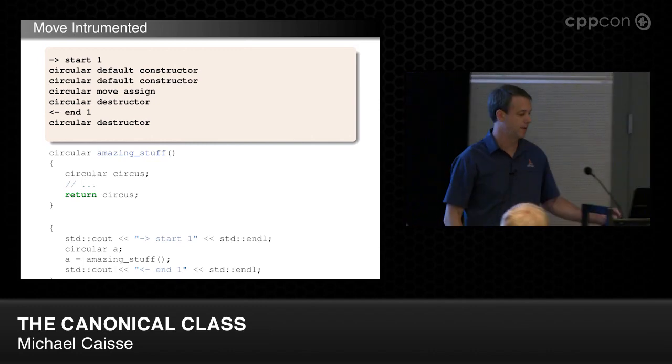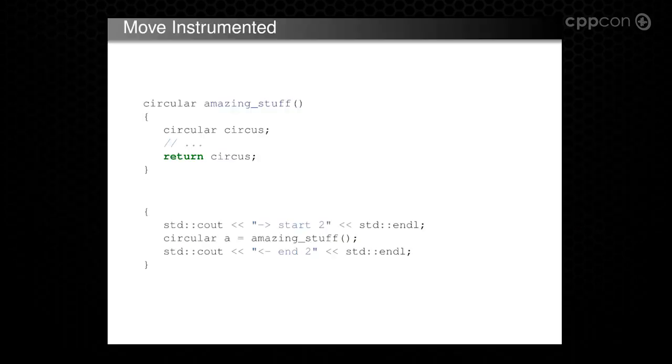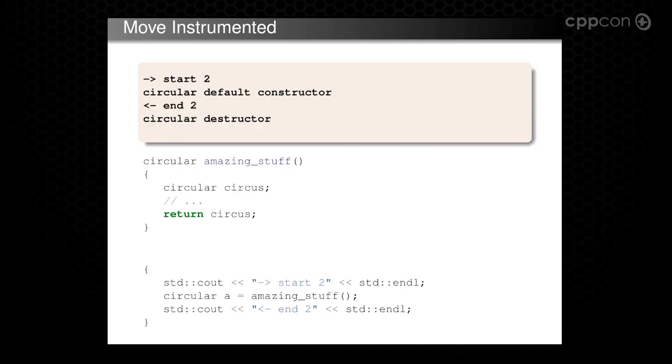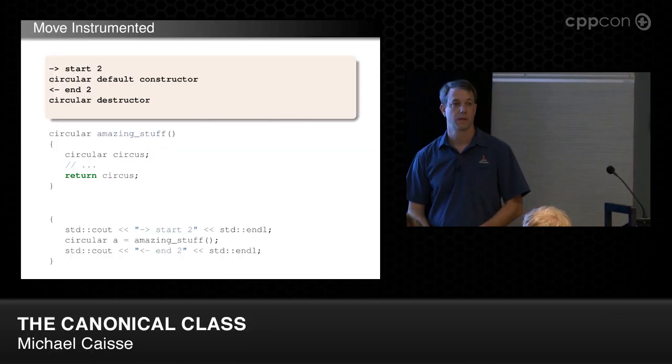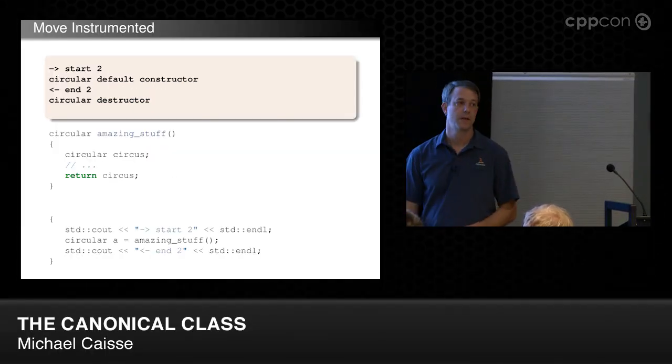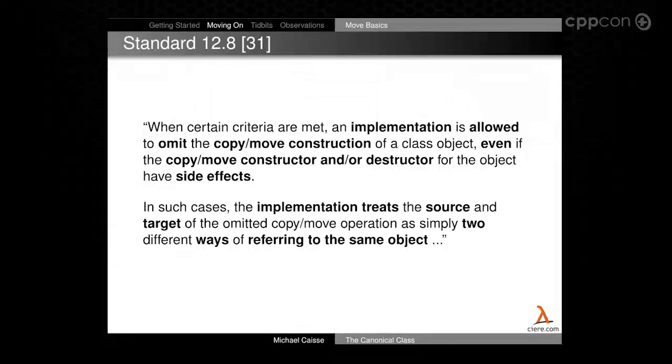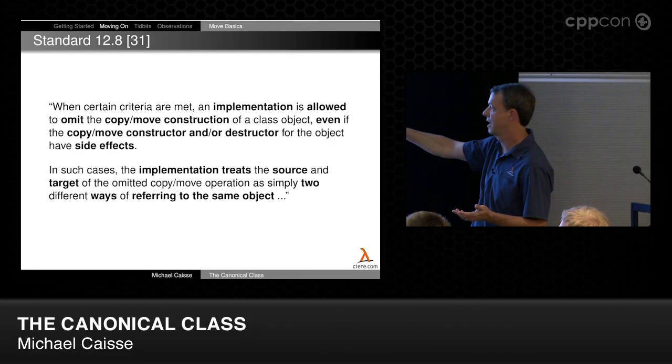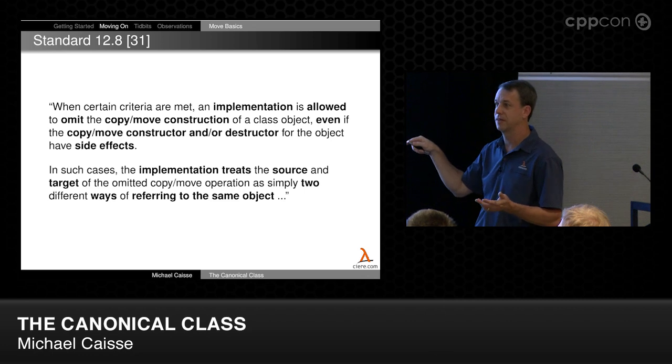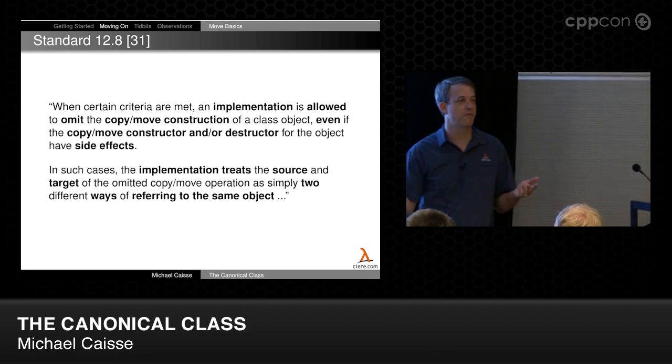Okay, let's make a change now. And the change is this. What happens if I do this? Okay, there's definitely one less construction for sure. Okay, move assignment. So this is what happens. I have circular default construction. And then, I'm sorry, construction. And then here's the destructor out here. I just constructed one. That was it. So what happened to my move operator?